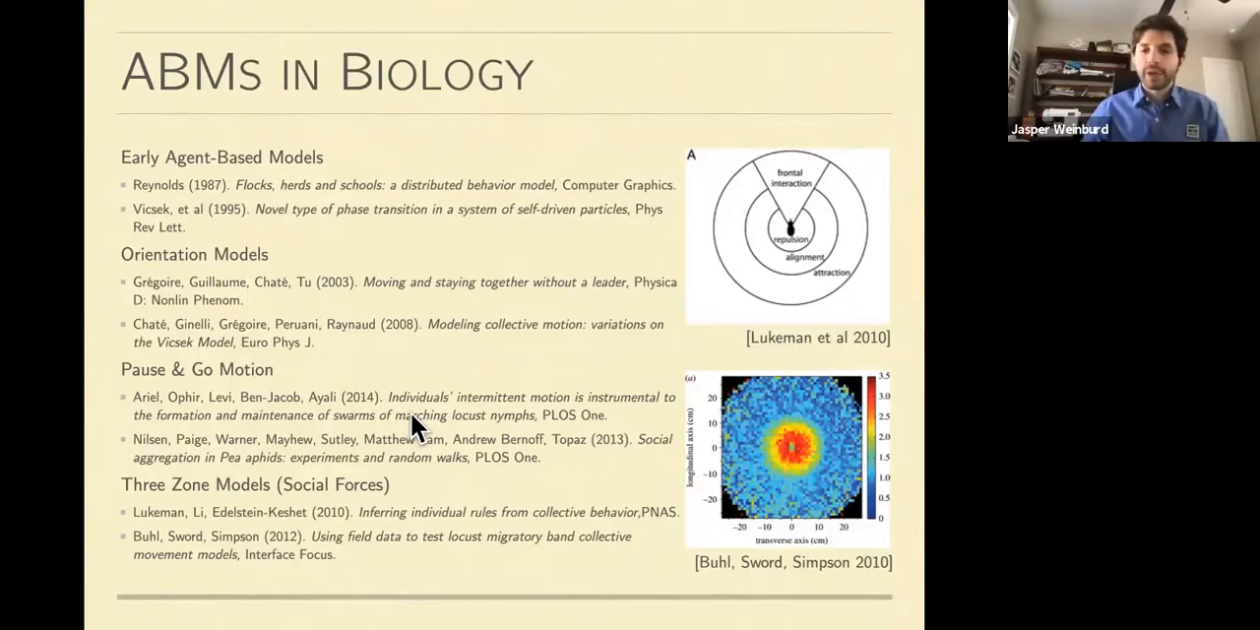The last thing, which will come up in the second half of the talk, are these zonal models, or three-zone models of social forces. So the idea here is that nearby locusts are repelled from each other. Intermediate range locusts track their alignment with other locusts in that range. And at far ranges, locusts are attracted to other neighbors. This is documented and used throughout the agent-based model biology literature. And specifically in locusts, it's also been seen in some empirical observations as well.